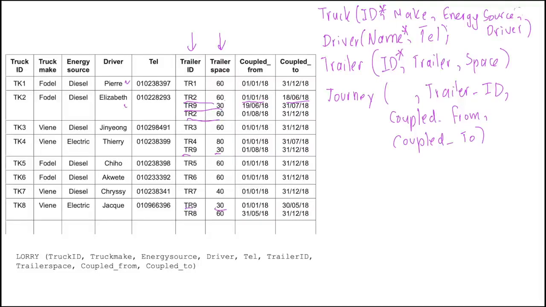Sorry, I accidentally erased that. We have TR9 right here, and we have TR9 right here. But it does seem like every single journey corresponds to a specific truck ID, because every single one of these is unique, right? So we all have unique dates, and they all correspond to a truck ID.